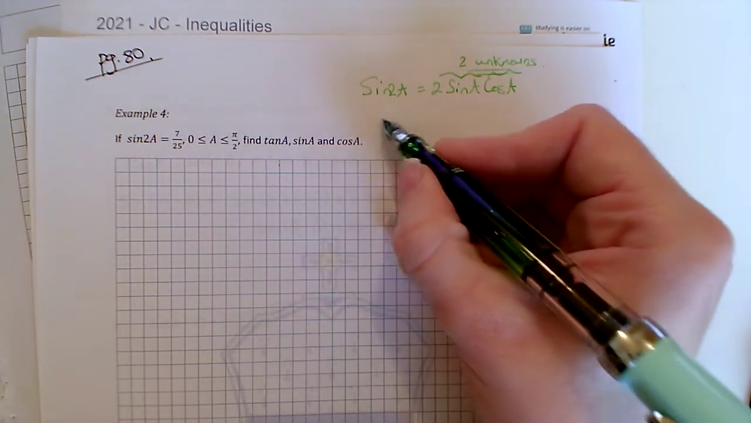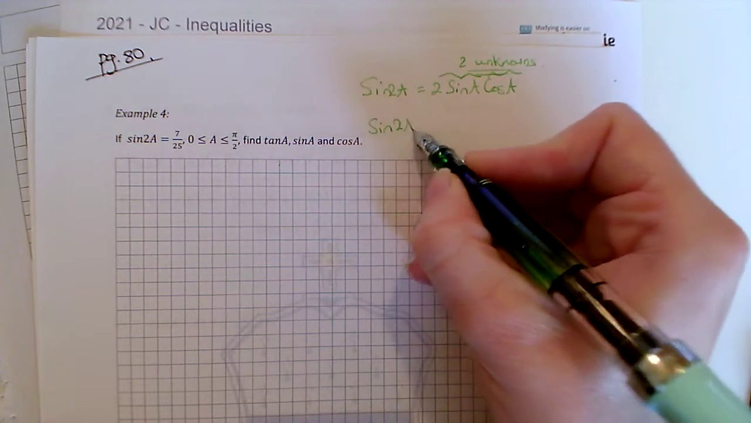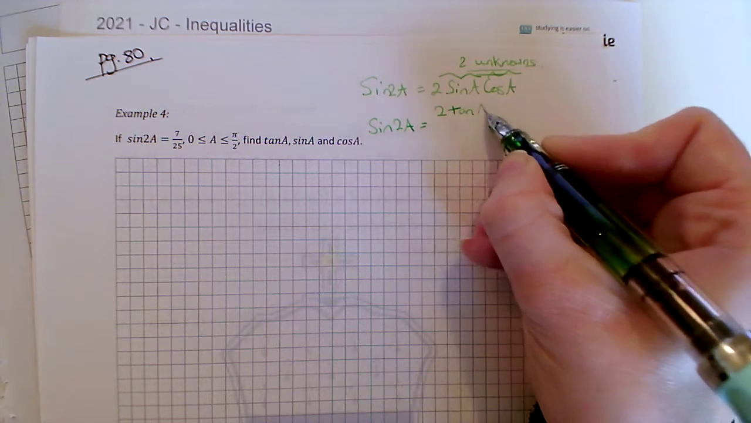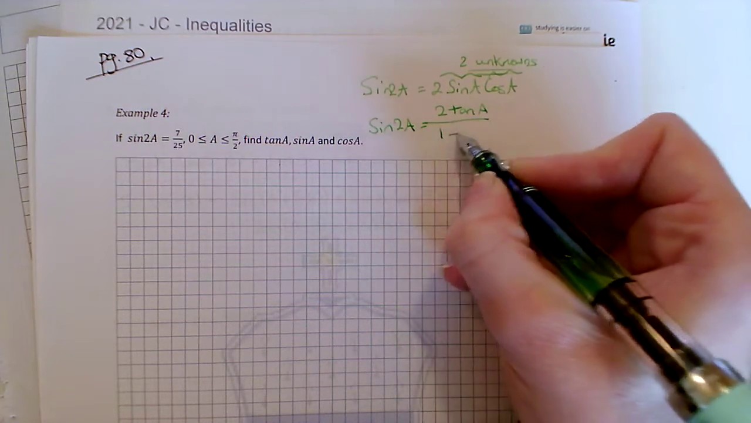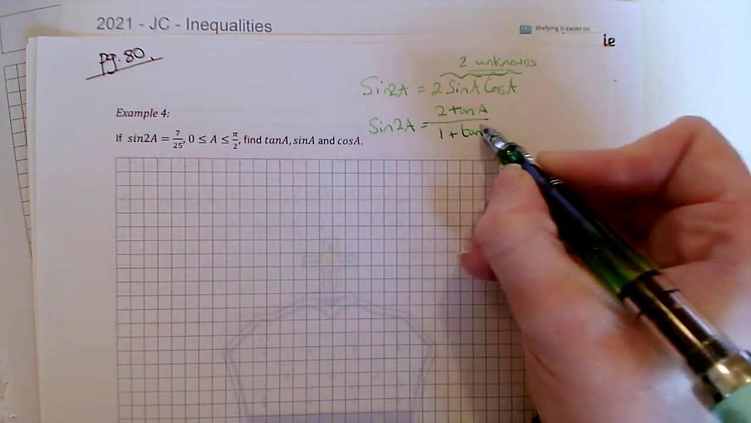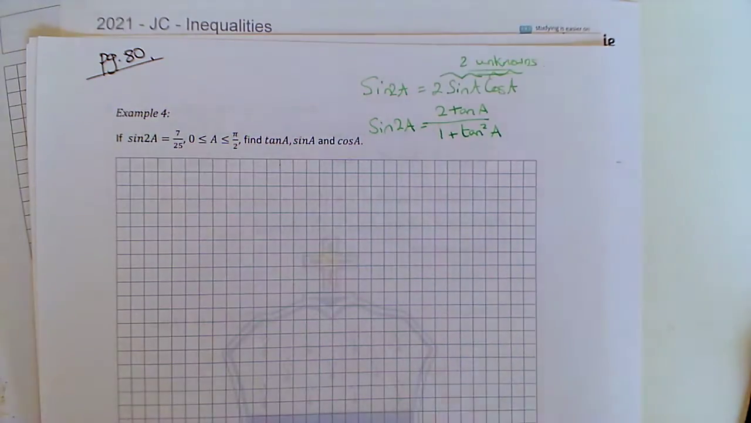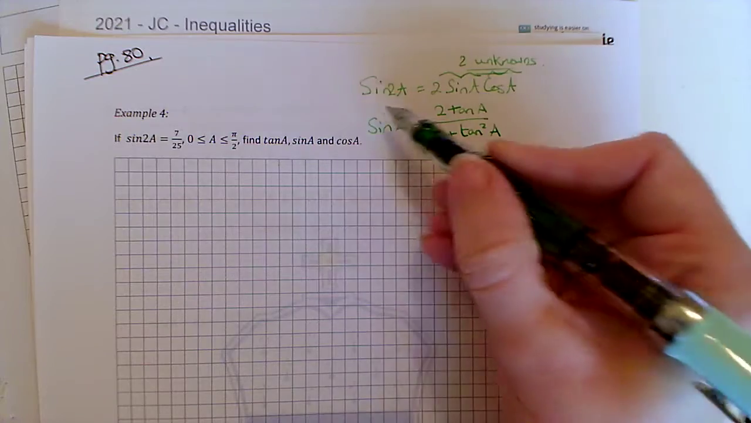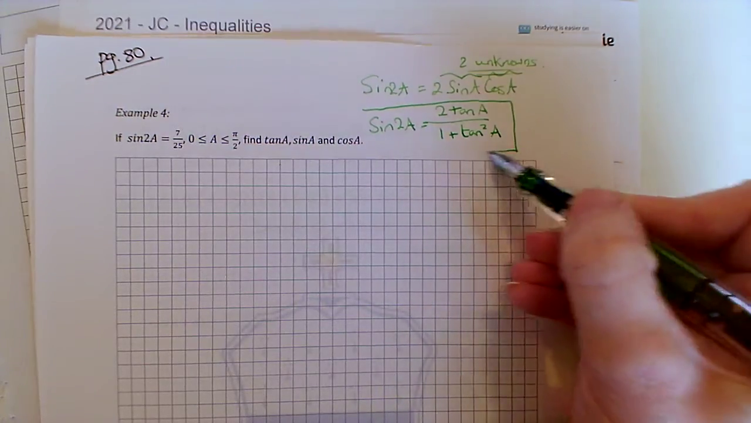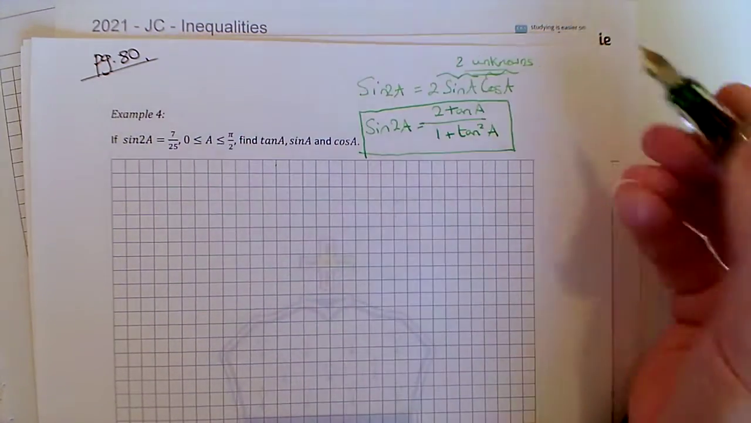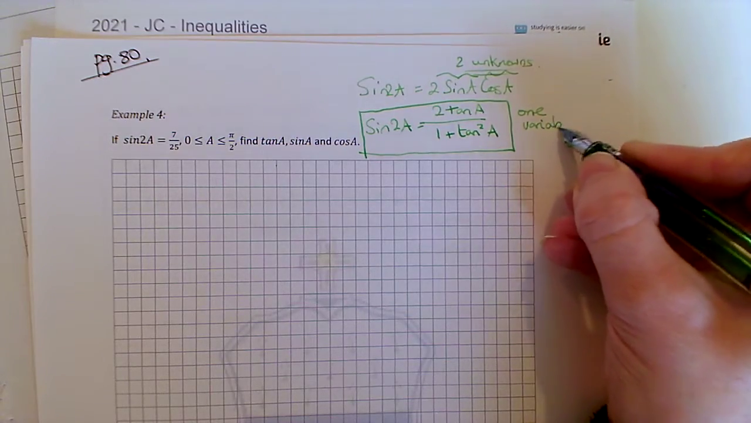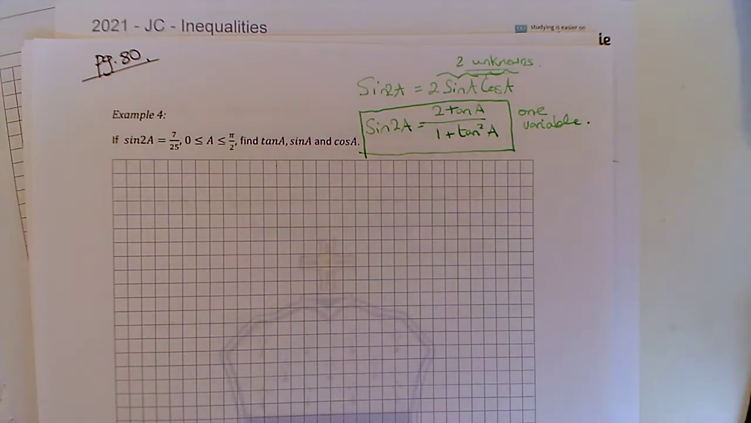But when you look through all the sine 2a options, you'll find this one. Twice tan of a divided by 1 plus tan squared of a. Okay, I really just have one unknown here. It kind of looks like one of them is squared, but there's only one variable in this. So I'm going to use this here.